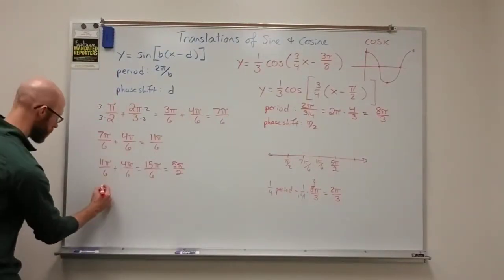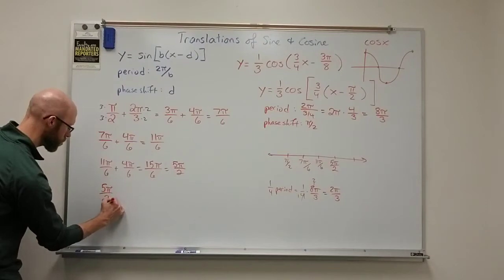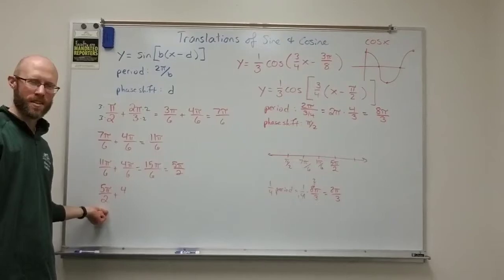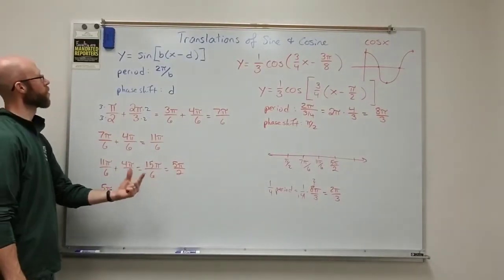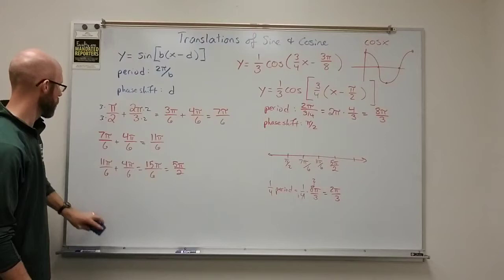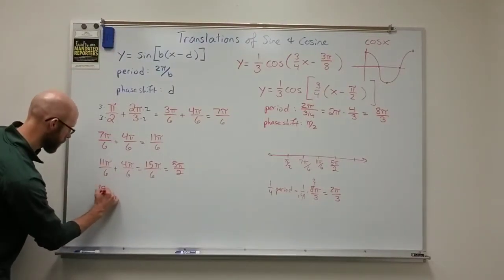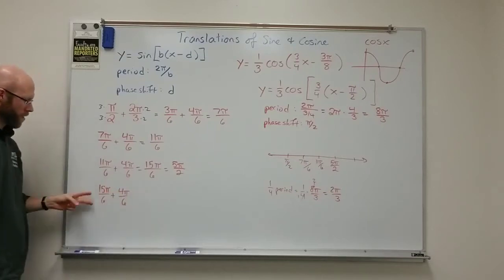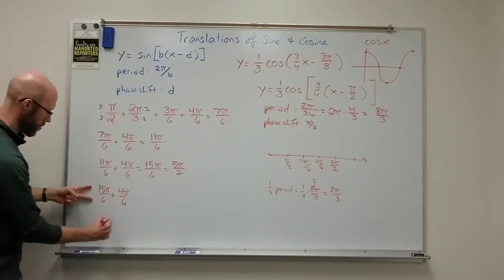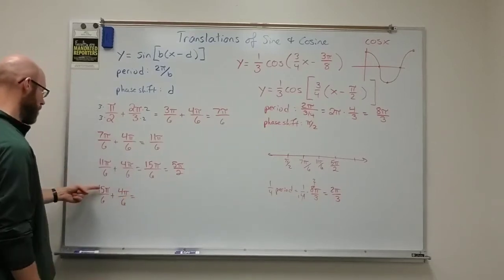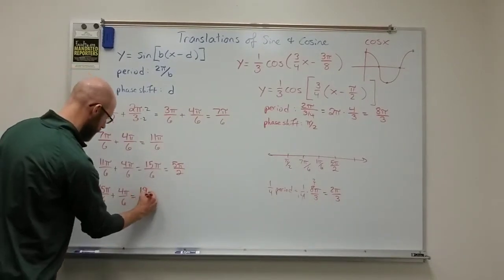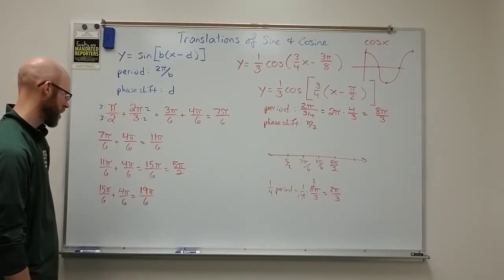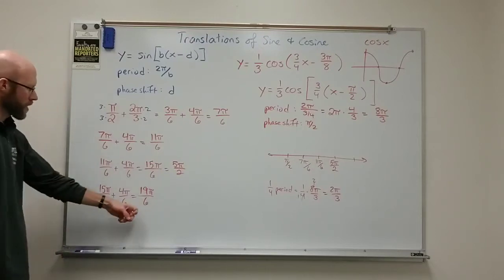I need one more point. So it's 5 pi over 2 plus another 4. Why would I do that? Why not leave the 6 on the bottom, right? So instead of using the reduced form, I'm going to use the 15 pi over 6 form and add to that the 4 pi over 6. That looks better. And so everything's in sixths. 15 and 4 makes 19. Yep, 19 pi over 6.